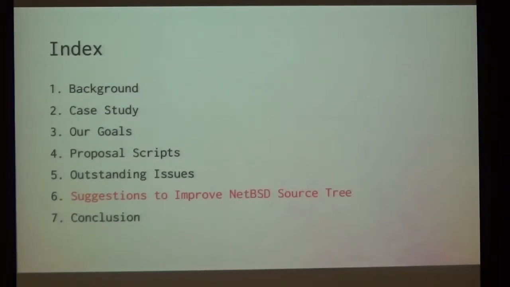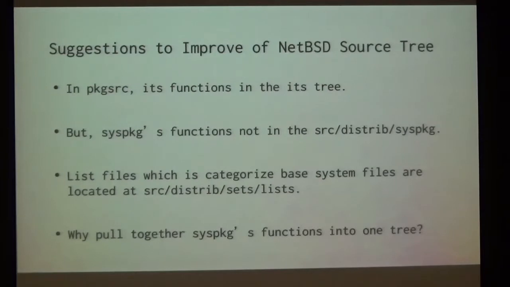Okay, let me talk about a suggestion to improve the NetBSD source tree. The pkgsrc functions live in the tree under the pkgsrc directory, but syspkg's functions are not completely in the src distrib tree. For example, the list files, which categorize the base system files, are located at src distrib sets. Why not put syspkg's functions together in one tree? It is a problem to solve.